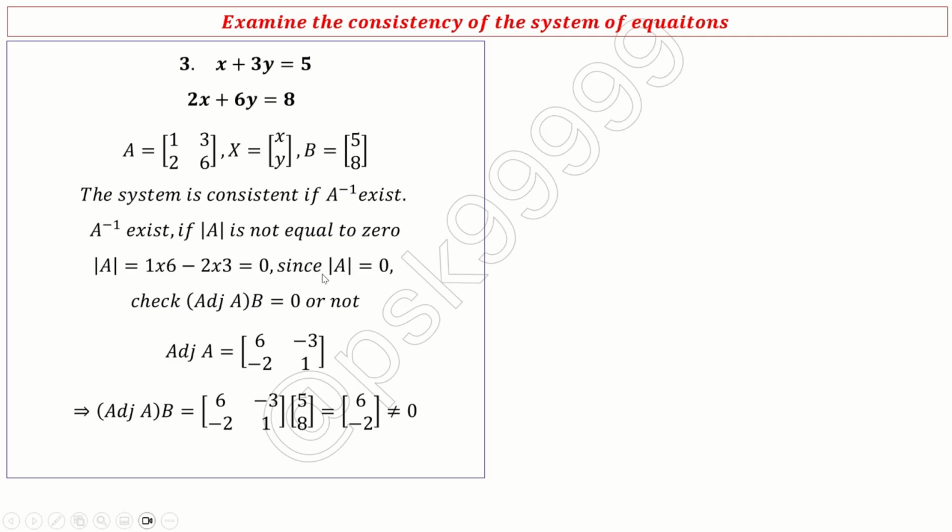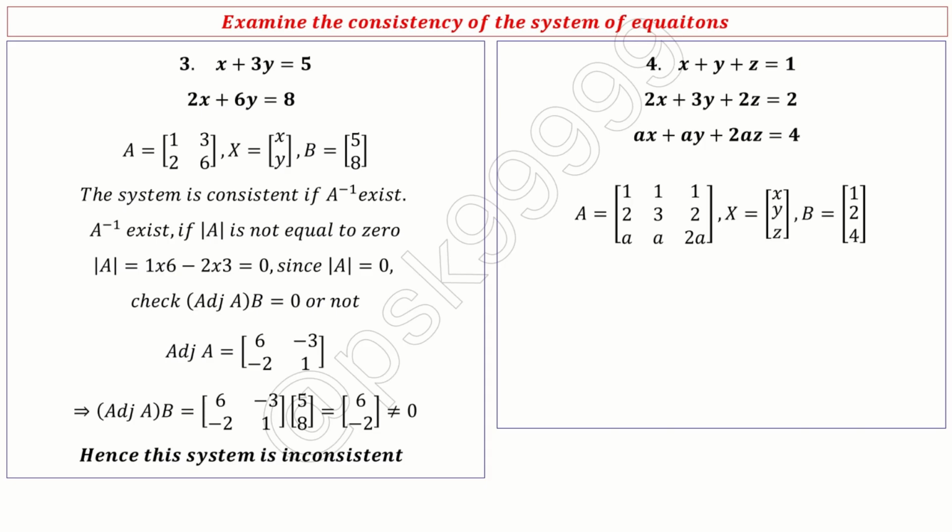So whenever you find the determinant as 0, then find out adjoint of A into B. If it is equal to 0, then it still has a solution. 0 0 is a solution. If it is not equal to 0, then we cannot tell anything. It's an inconsistent system. Okay, next.